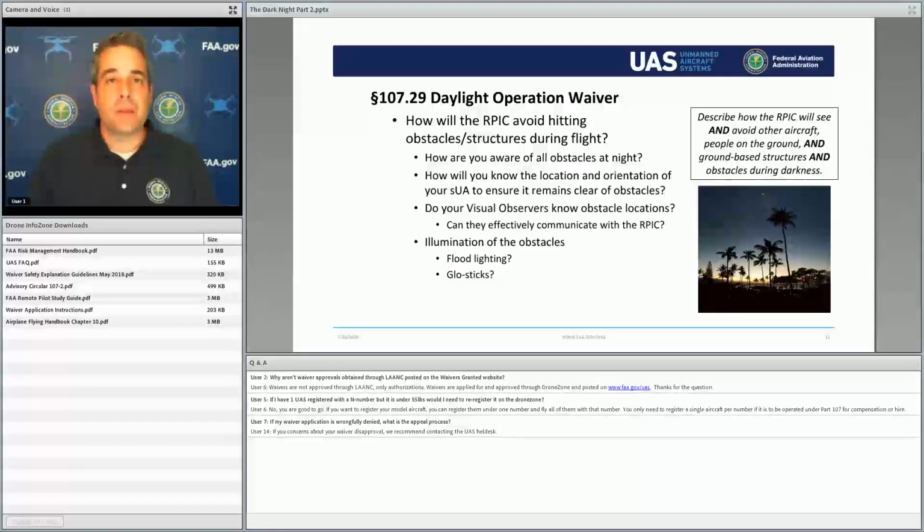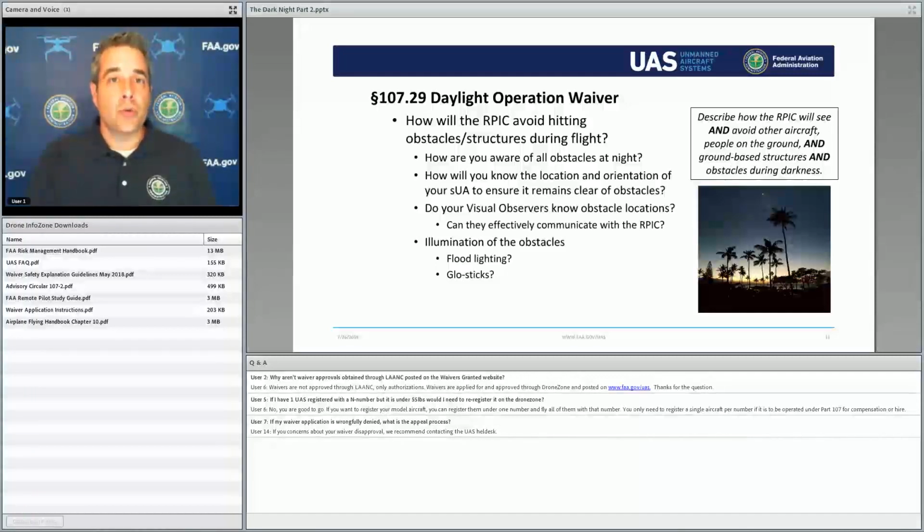How are you going to, as a remote pilot in command, ensure that you're not going to run into something or strike something during flight at night? So really you need to ask yourself, are you aware of where all the obstacles are? So how are you going to know the location and orientation of your unmanned aircraft so that it remains clear of these obstacles that you are aware of?